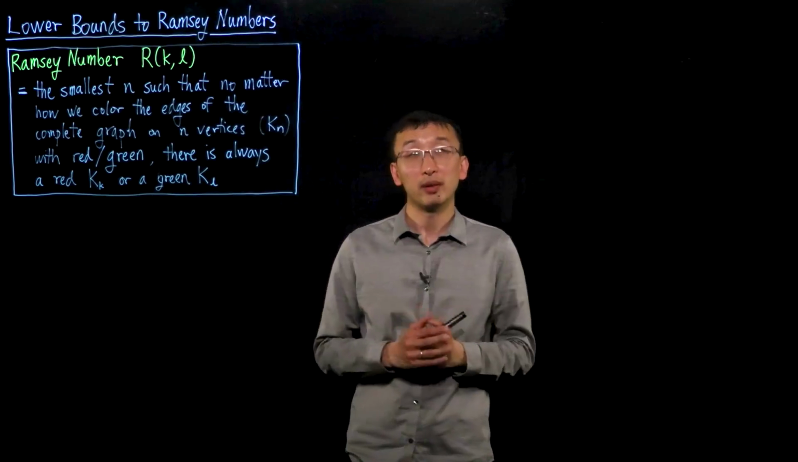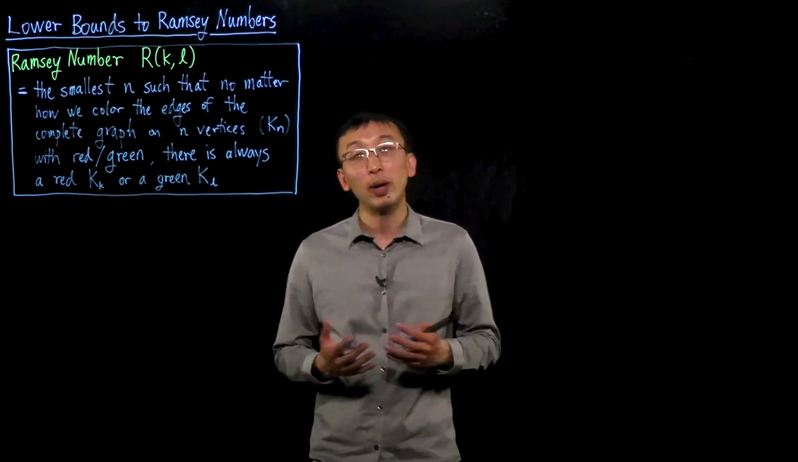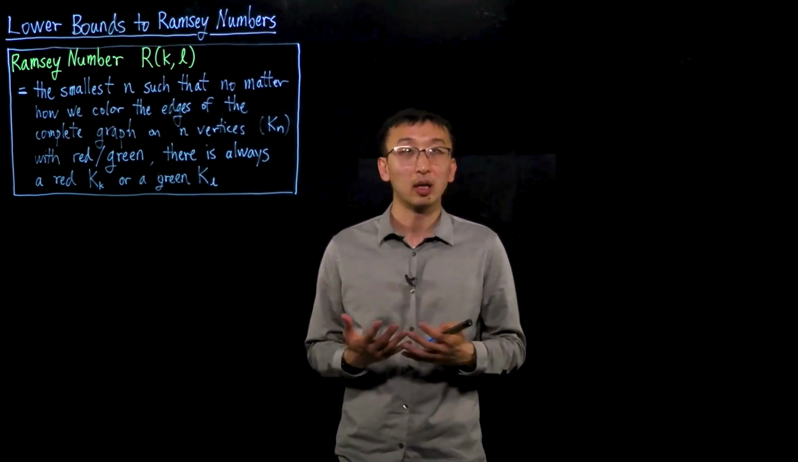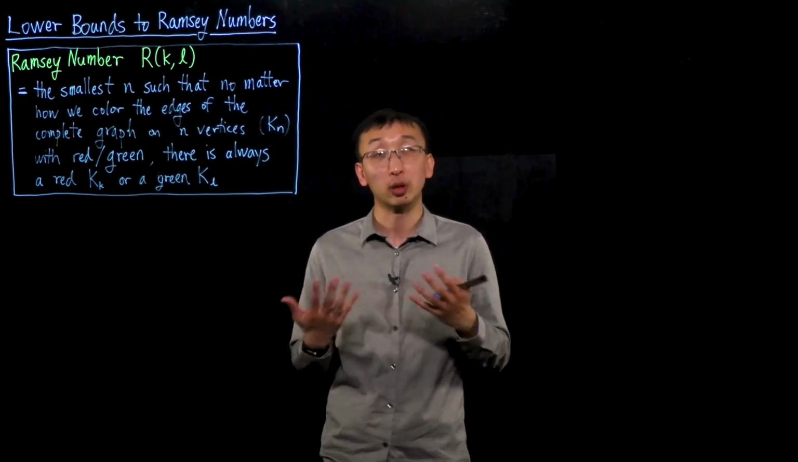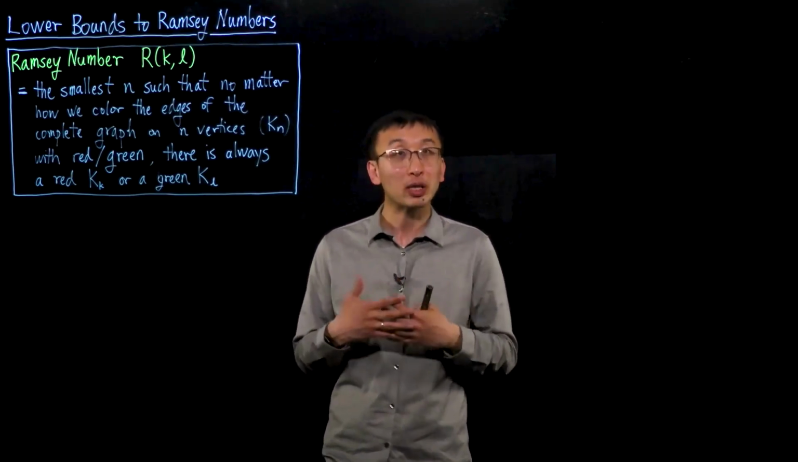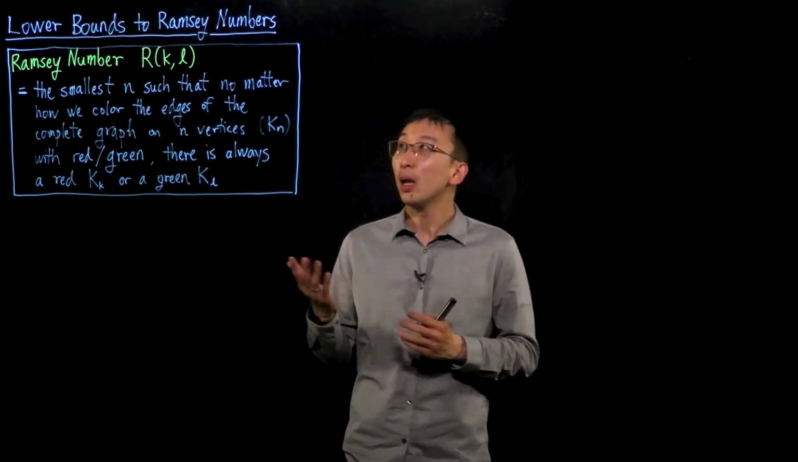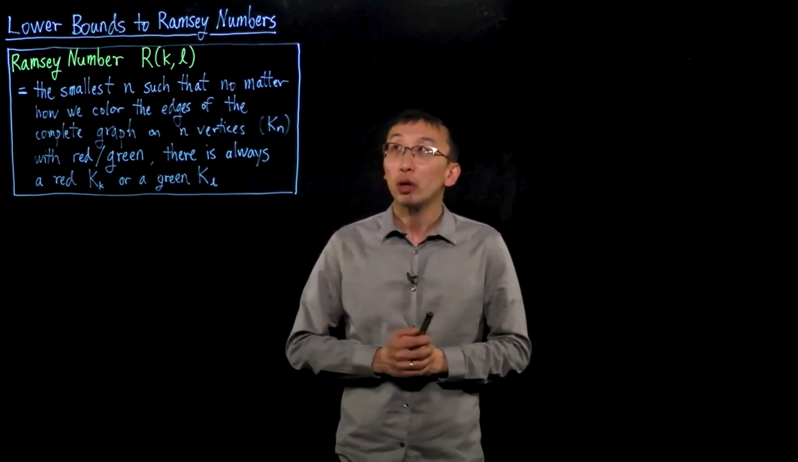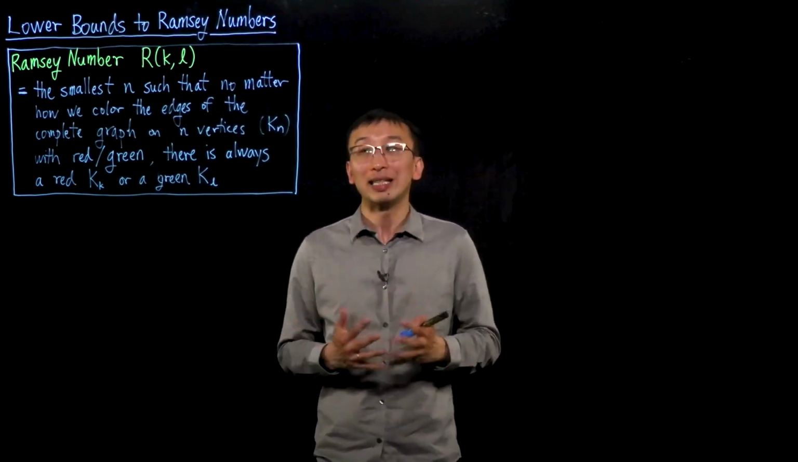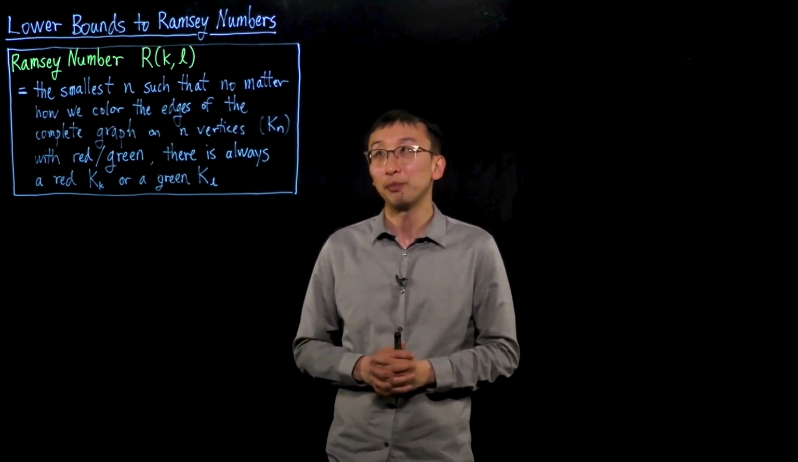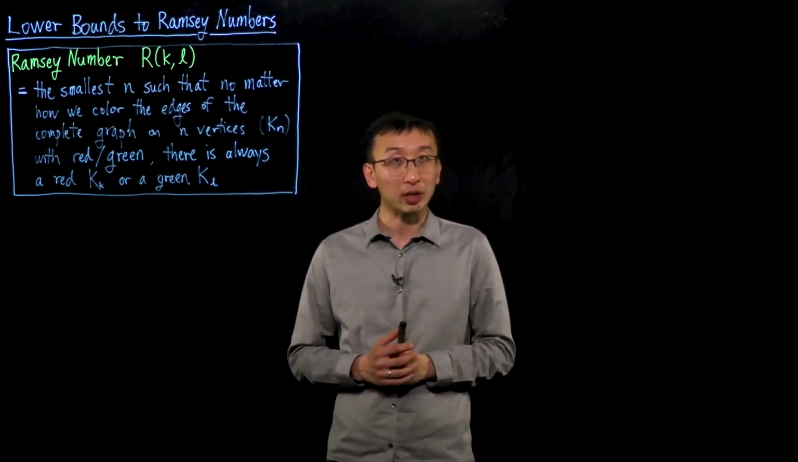The probabilistic method in combinatorics is a powerful way to demonstrate the existence of certain special configurations and combinatorial objects by introducing randomness. In this video, we will see one of the earliest examples of an application of this method, and it's used to prove lower bounds to Ramsey numbers.